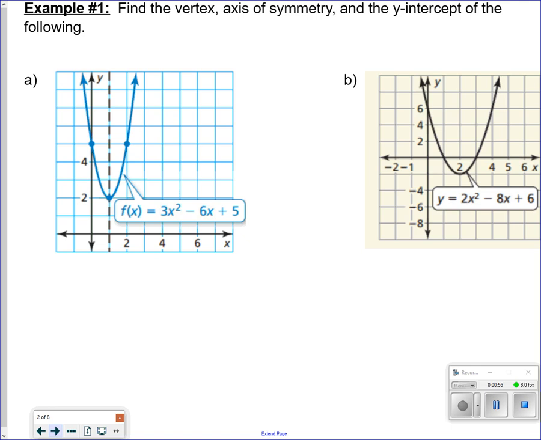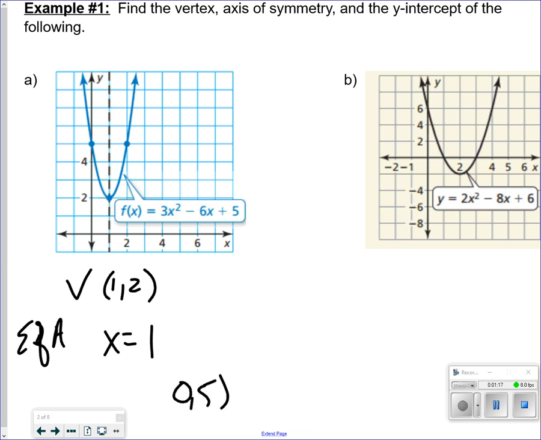This one, they give me a picture, so I can answer the questions pretty easily without knowing any formulas. So the vertex is the lowest point, so I'm looking at this particular picture, and 1, 2 is the lowest point of the graph, so that's the vertex. The axis of symmetry is x equals 1, so the equation of the axis of symmetry is always the x value of the vertex, and the y-intercept is always 0, c. So whether you do the equation or look at the picture, you're talking about the y-intercept being at 0, 5.